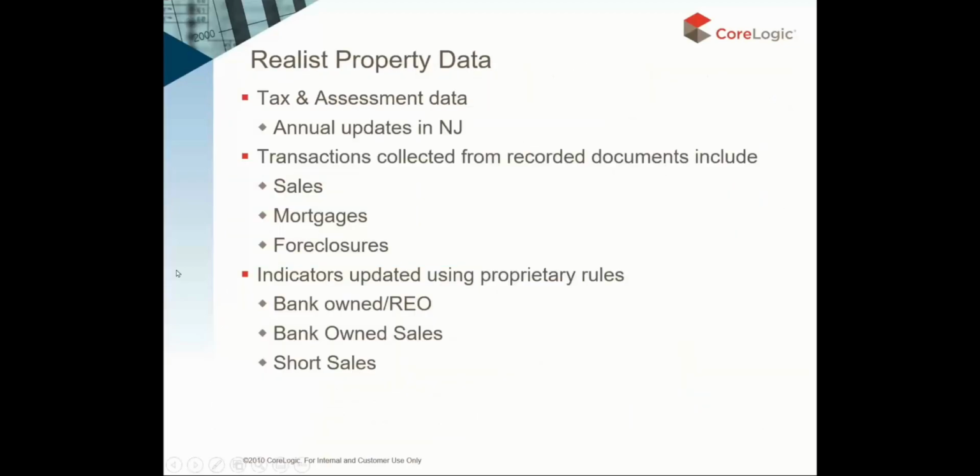Let's talk a little bit about the data that we bring to you within Realist. Tax and assessment data is updated annually in the state of New Jersey. That's going to be updated once per year. Of course, transactions like sales, mortgages, and foreclosures are going to be updated much more often than that. And I'll show you how to see how often those are updated in each of your individual counties in New Jersey as well.